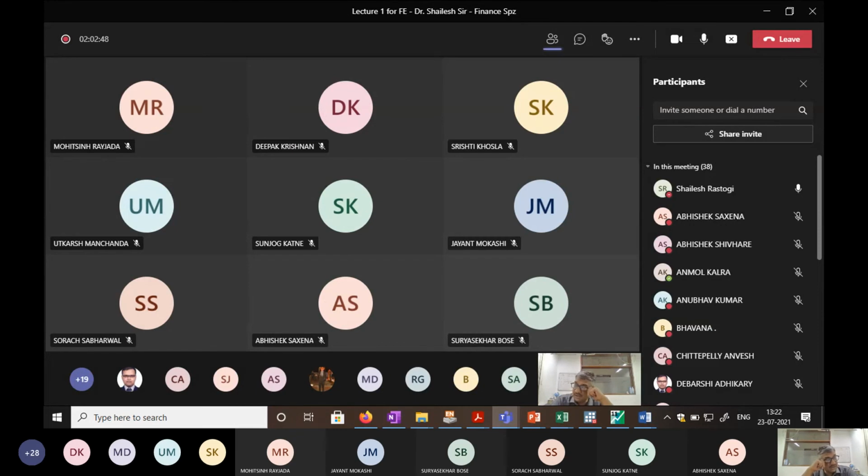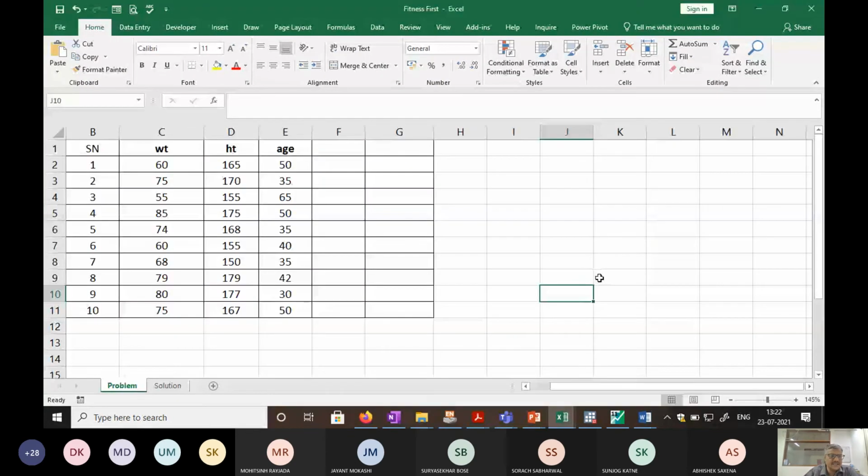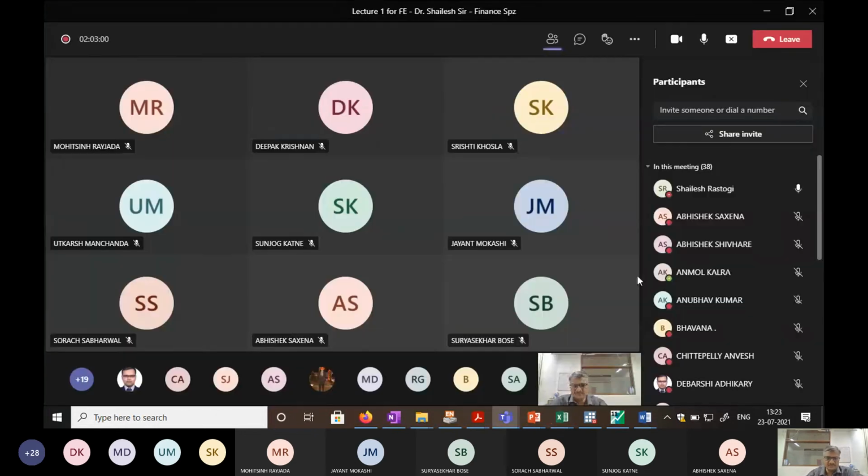Open your Stata and have your Excel file ready with you. I'll show you how to enter data in Stata. This is the data which you have. Have you opened your Stata?